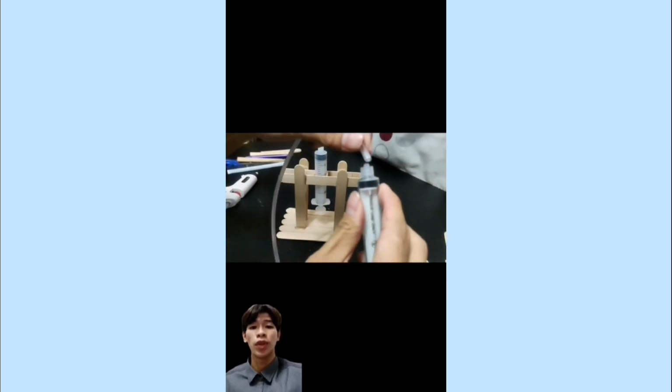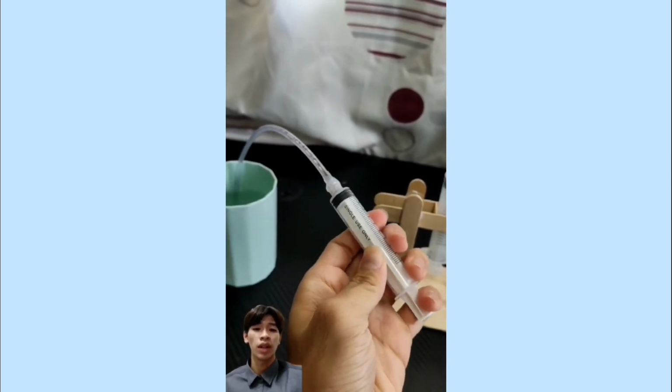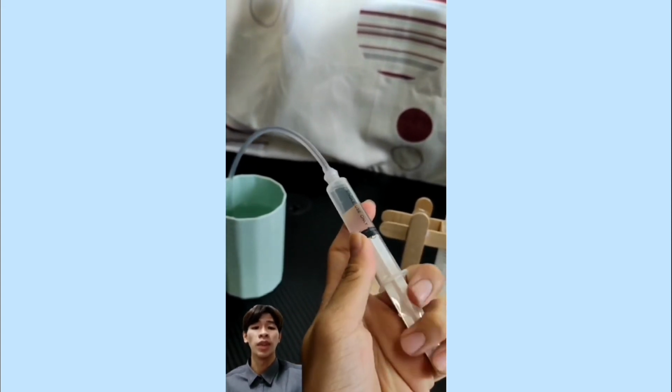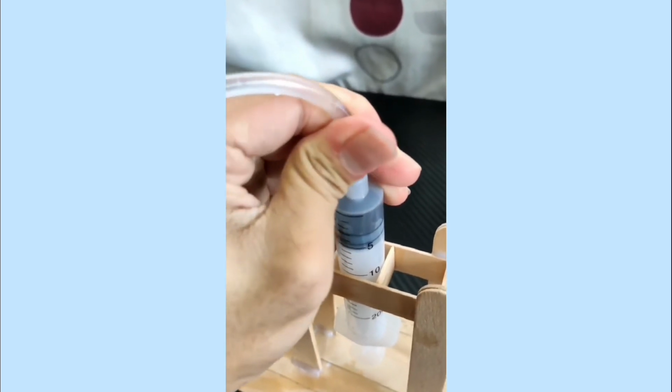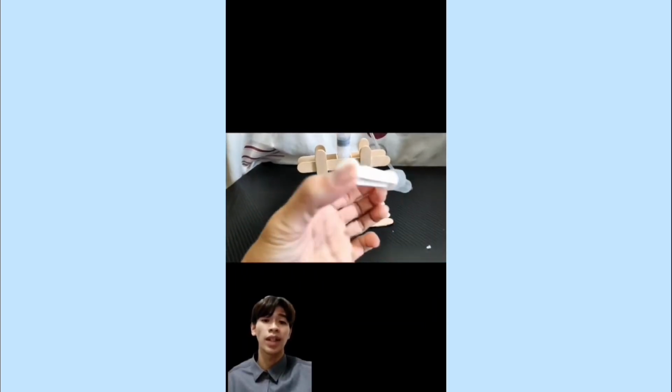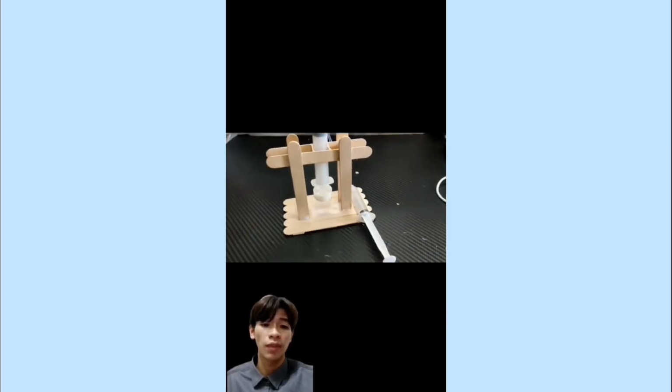After that, use a tube to connect the syringes and put in some water, then connect both of the syringes. After connecting, make sure the press machine works well. And for the addition, I put a slice of plastic and a water cup to make the press machine more solid. And we're done with the press machine.